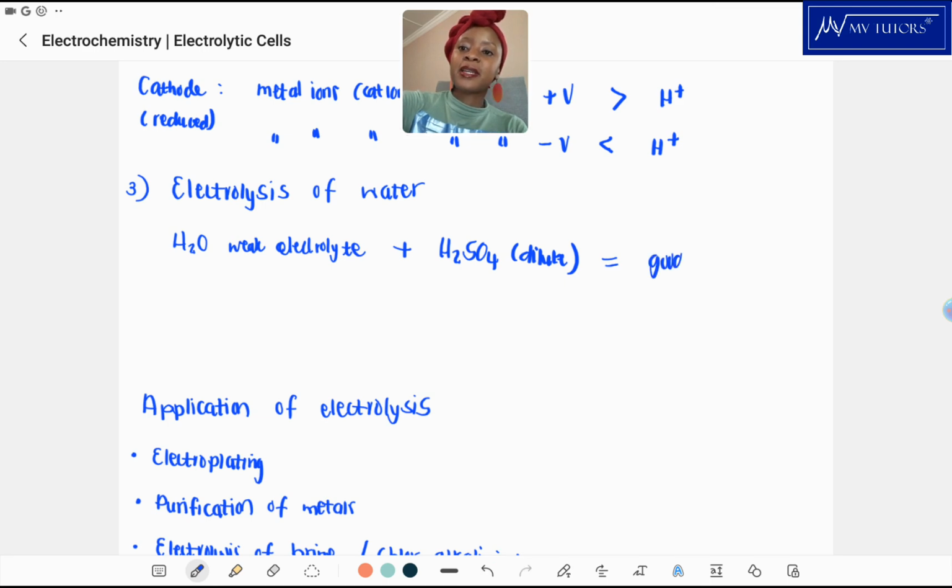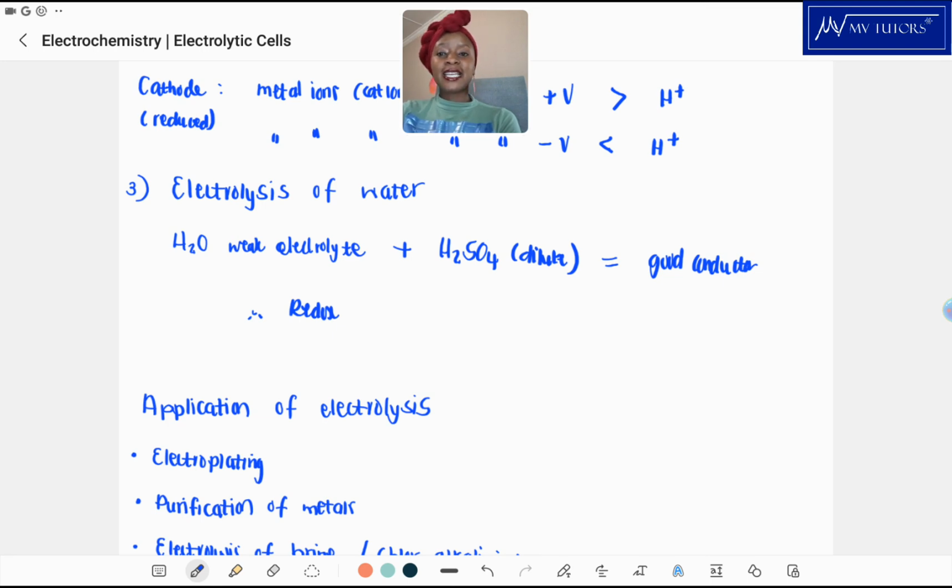Okay, and once it becomes a good conductor of electricity, redox reactions can occur. So that is basically it. You have electrolysis for a molten ionic solution, where your cations will go to the cathode to be reduced, and your anions will go to the anode to be oxidized.